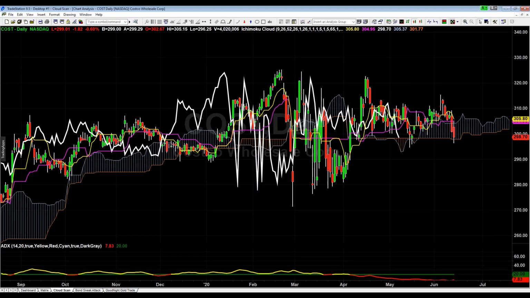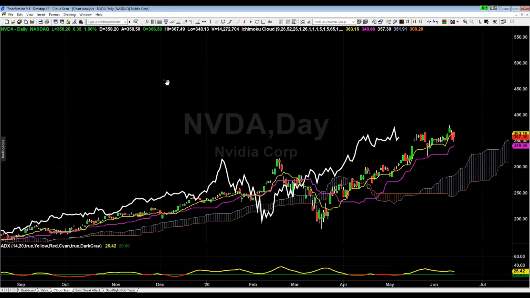COST. Costco is sideways in the cloud. Leave me alone. NVDA. NVIDIA is a great looking long, probably going to go to 450.